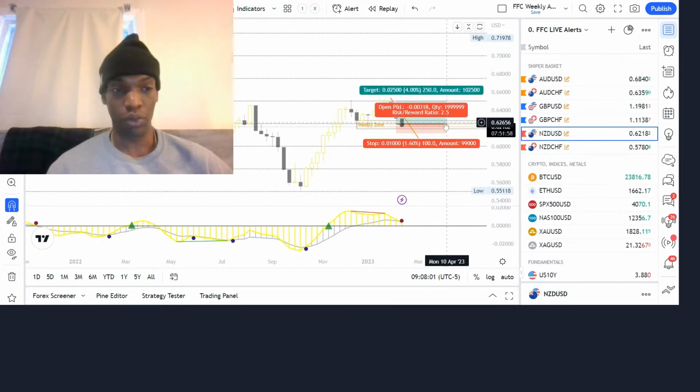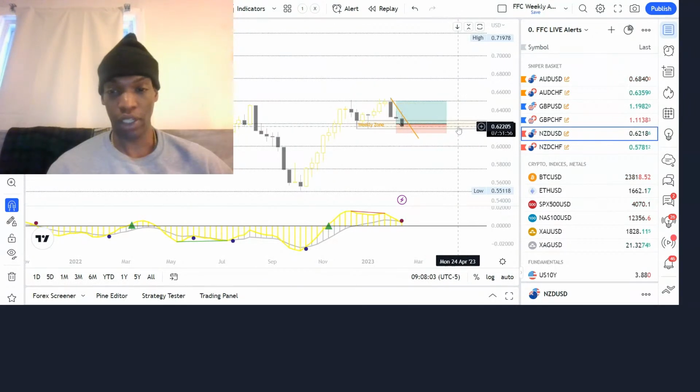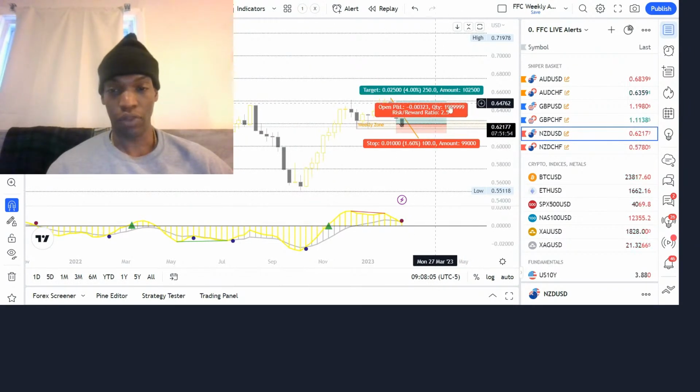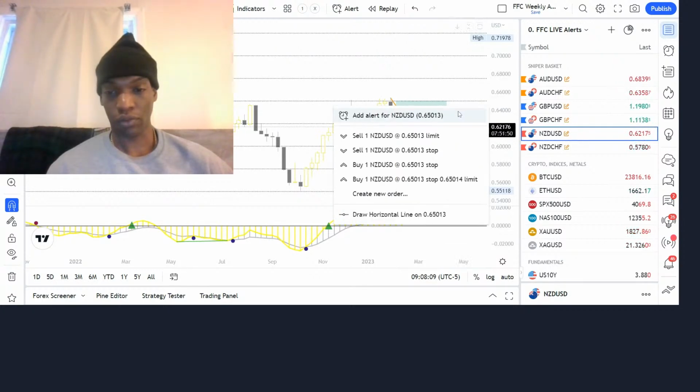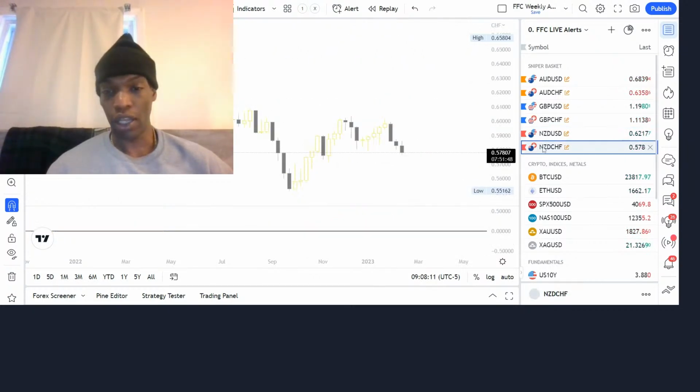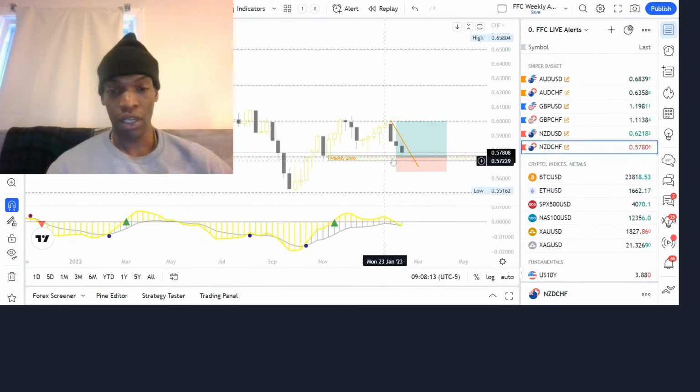NZD USD, we're currently at a quarter point right now, but I'm going to set an alert for the top. Send alert at the top.